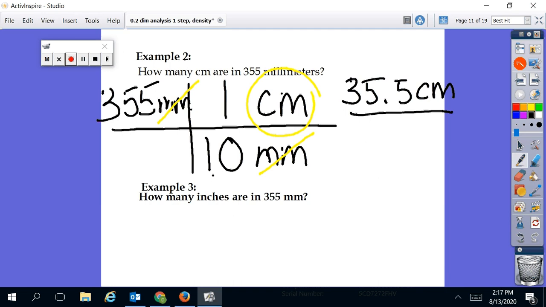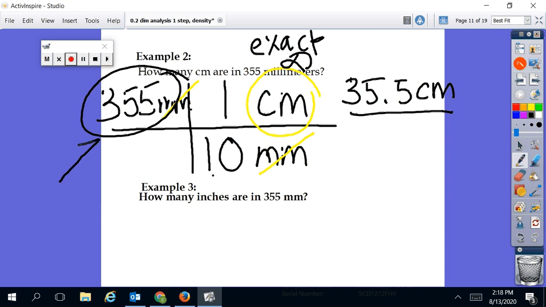Okay. Now, centimeters in the metric system are also perfect numbers, exact, an infinite number of sig figs. So once again, all I'm counting for sig figs is that beginning number. So it's 3 sig figs, so I leave my answer in 3 sig figs.